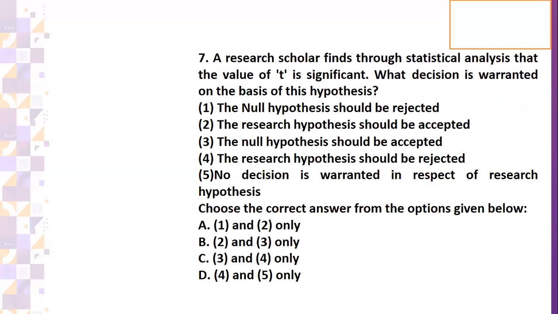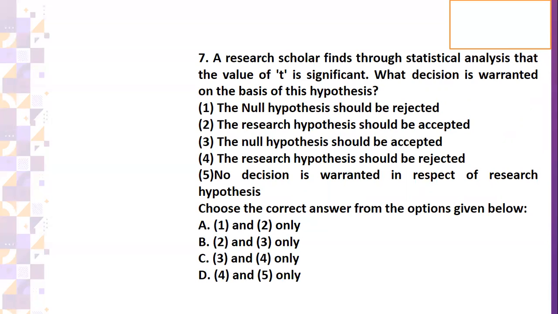Next, a researcher finds through statistical analysis that the value of T is significant. What decision is warranted on the basis of hypothesis? So the value of T, the test. So the null hypothesis should be rejected, the research hypothesis should be accepted, the null hypothesis should be accepted, the research hypothesis should be rejected, or no decision is warranted. So which of the following options stands to be correct?